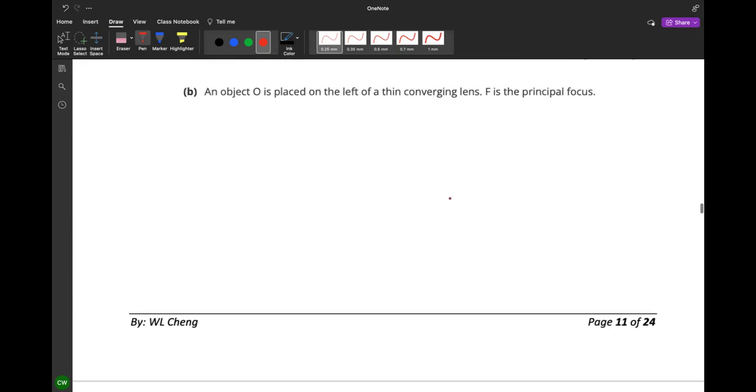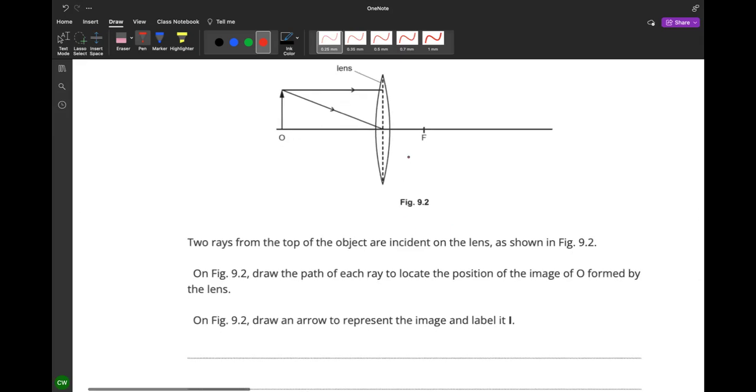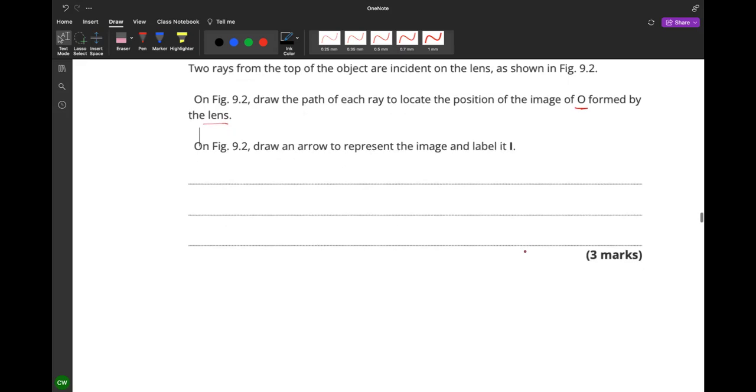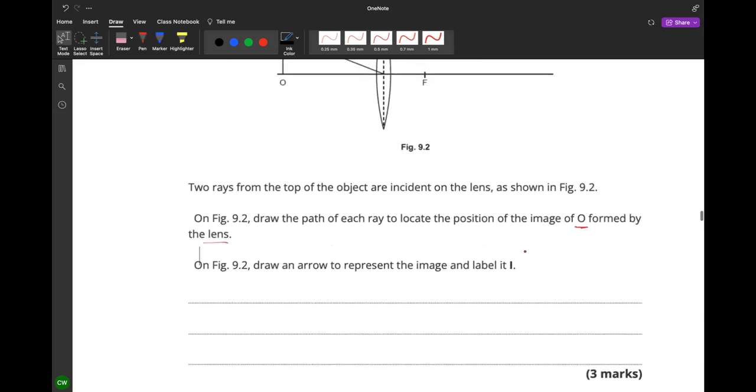Okay, on page number 11, there is a similar graph. So the path locates the image of the lens. Okay. So do you know what to do? Did you come last week? Oh, okay. Okay. This one, this one.